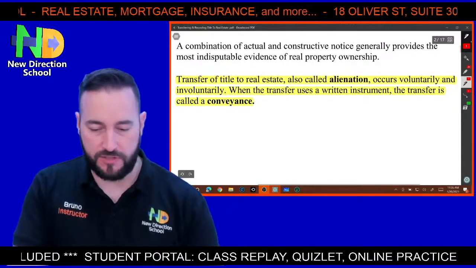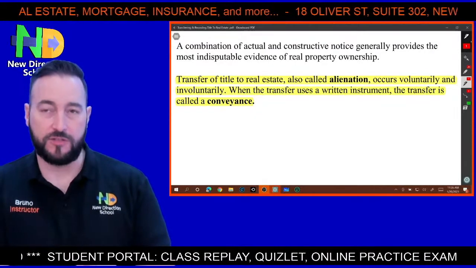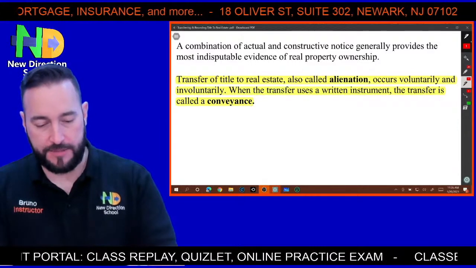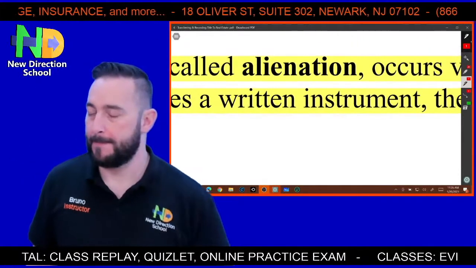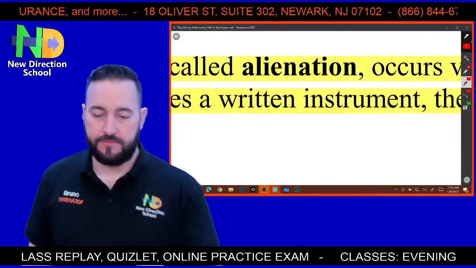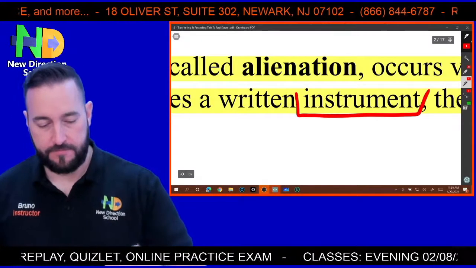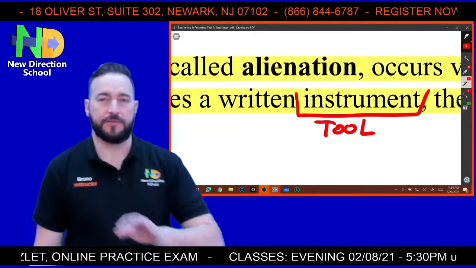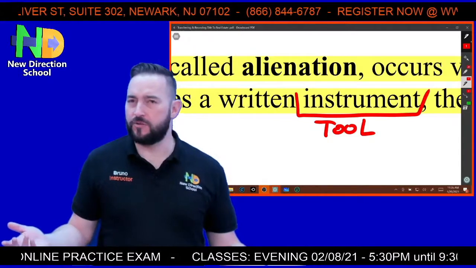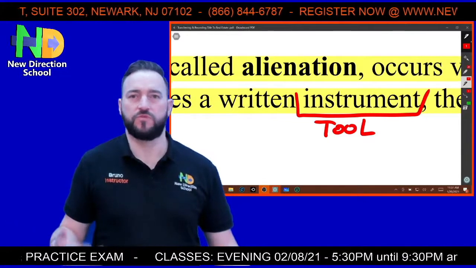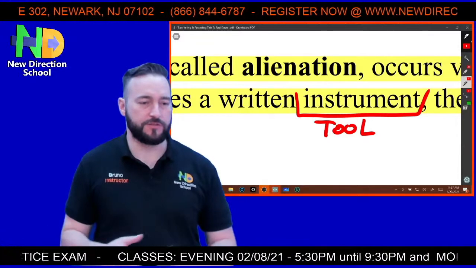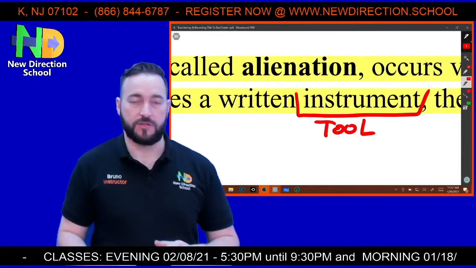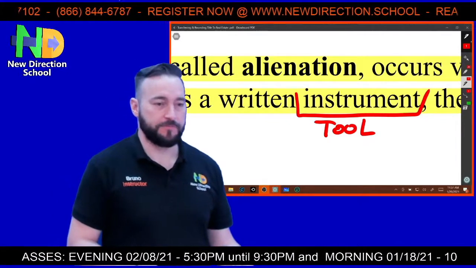Now, when the transfer uses a written instrument, the transfer is called conveyance. I'm going to talk about alienation in a second. I want to talk about this right now. Written instruments. This word right here means tool. You guys know what a guitar is? Guitar? Drums? Stuff like that? What are those? They're musical instruments. So they're the tools we use to play music, right?